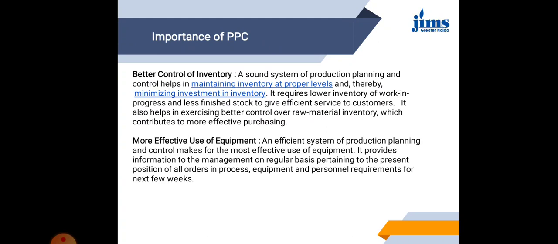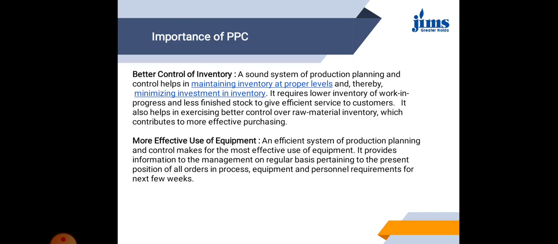Next point, better inventory control. A good system of production planning and control obviously helps in maintaining inventory at proper levels and therefore minimizes investment in inventory, and wasteful inventory is also reduced. It requires lower inventory of work in progress and less finished stock to give efficient service to customers.